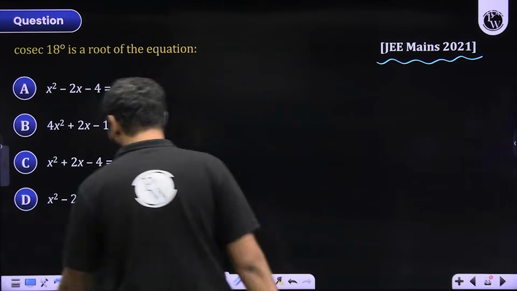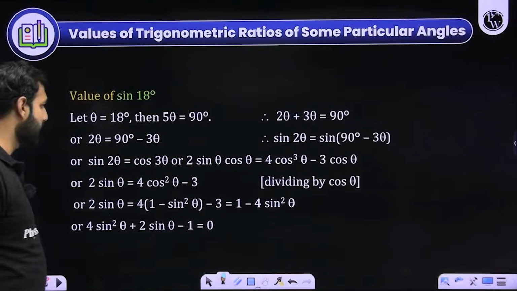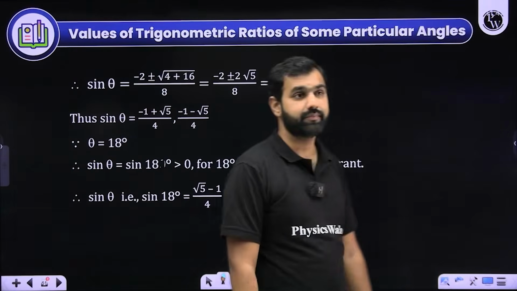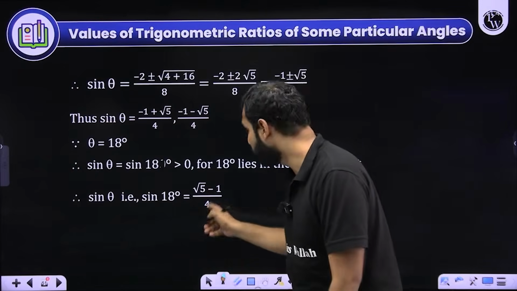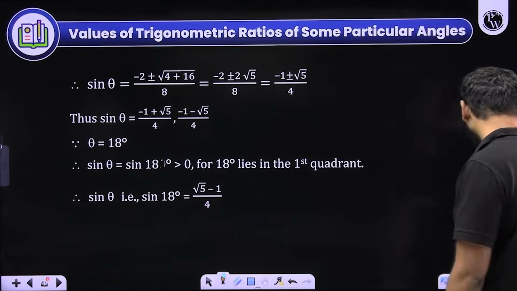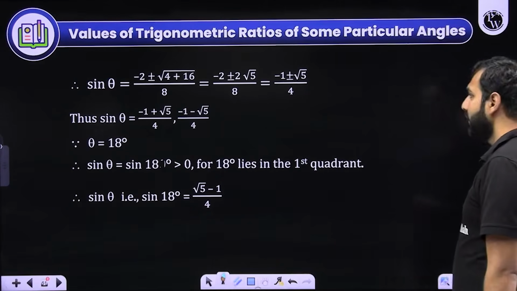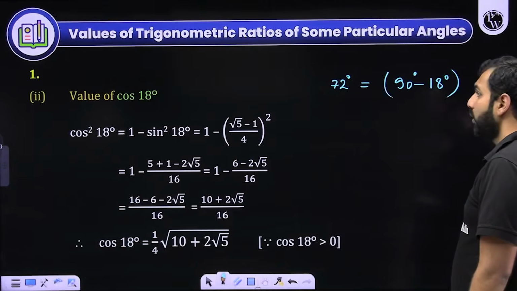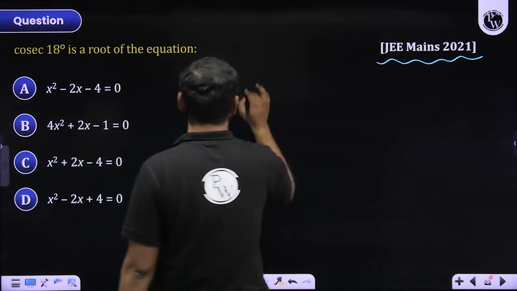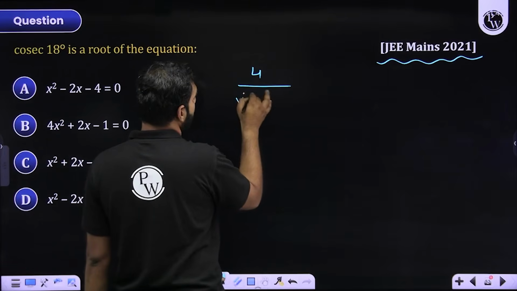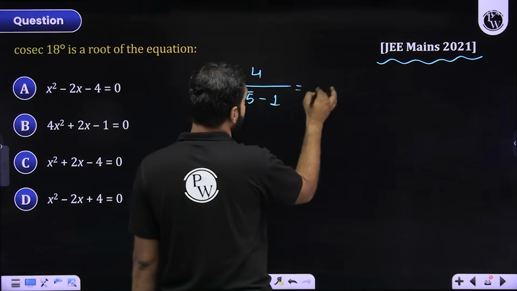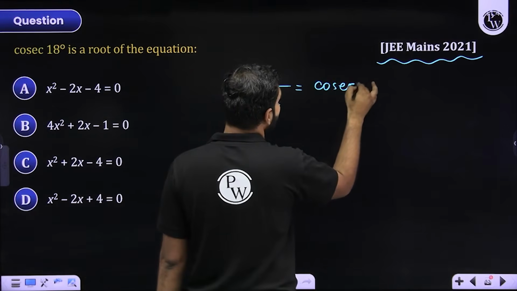Do you not remember we just had a discussion on sine 18 degree? Now, if sine 18 degree was root 5 minus 1 by 4, can you not say something about cosec 18 degree? It will be 4 upon root 5 minus 1. What I am talking about? I am talking about cosec 18 degree.